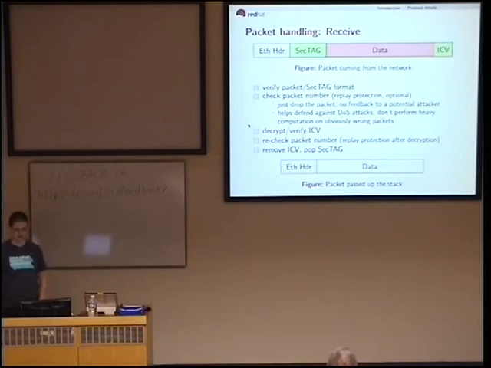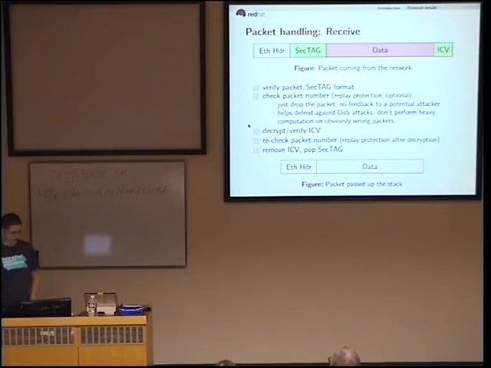On receive, it's a bit more complicated because you have to verify the packet, so you get the same packet that you transmitted before. You first verify that the packet and sectag format are correct, that you didn't have some completely wrong things in there. And then if you enabled replay protection, you would check that the packet number is correct. Otherwise, you just drop the packet, so you don't give any feedback to a potential attacker. And that would help defend against DOS attacks because you don't want to spend a lot of time doing cryptographic validation on a packet that is obviously not correct or that ended up being delayed somewhere or something.